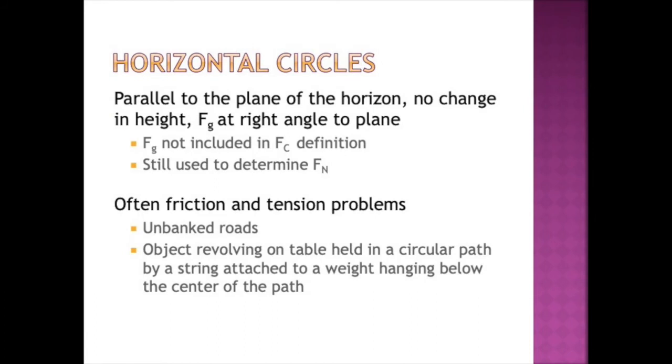So let's start off with horizontal circles. The key thing about horizontal circles is that we're going to have motion that is going to be parallel to the plane of the horizon. That just means flat. There's going to be no change in height, and FG is going to be at a right angle to the plane. And so we don't have anything that's sloped. We just have a nice flat surface, and we're going to move objects around in a horizontal circle.